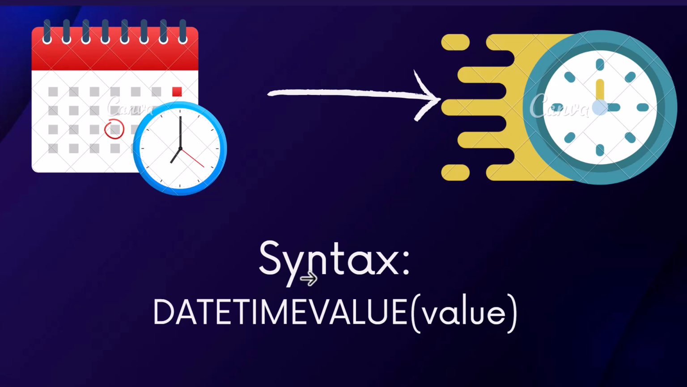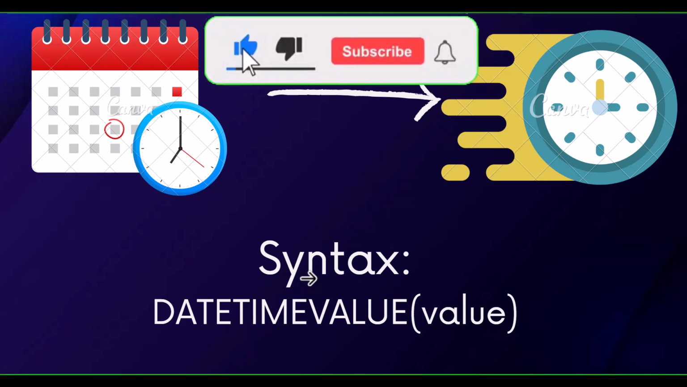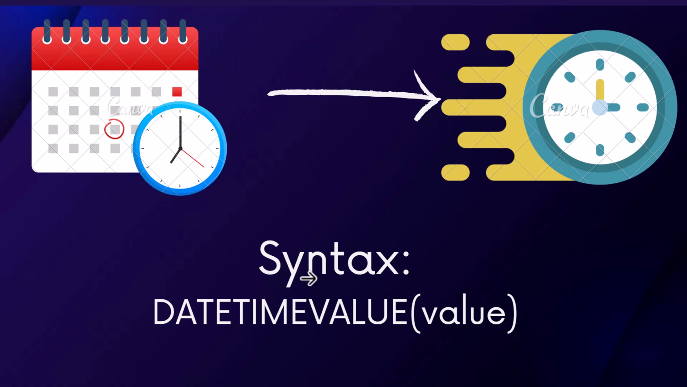You have to simply use the DateTime function and pass the value to it. It gives you the date and time value of the field that you have passed. So let's proceed and learn how to use this DateTime value function in Salesforce. For this, we first move to our Salesforce org.